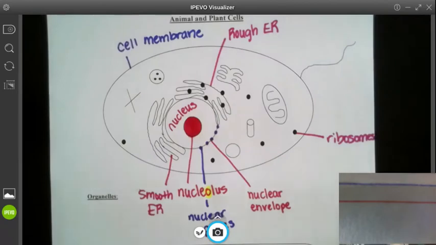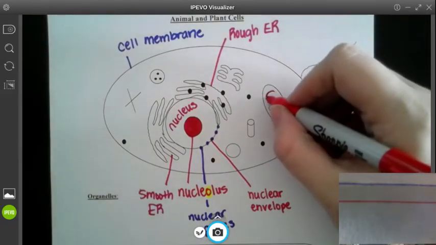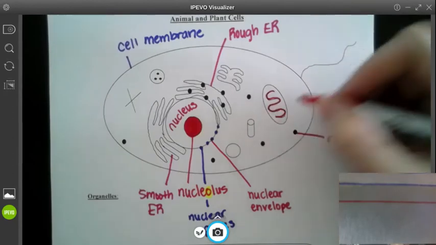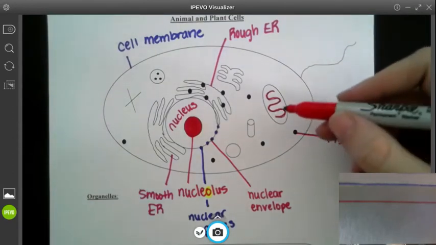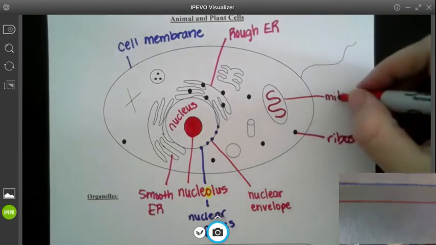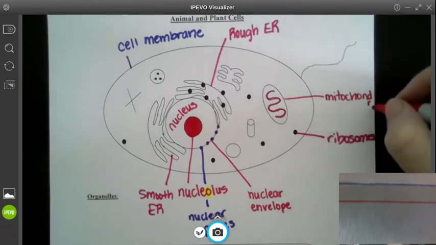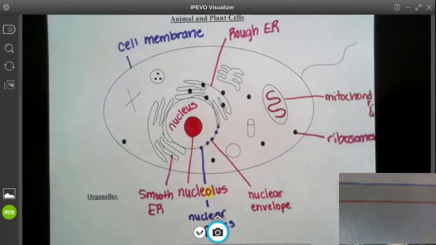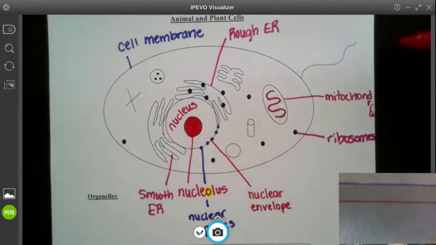Next thing I want to do is the structure right here. Inside this, there is a squiggly line that represents a membrane inside that structure. This is your mitochondria. Mitochondria are commonly called the powerhouse of the cell. The reason for that is mitochondria make ATP, and ATP is the energy source for the cell.